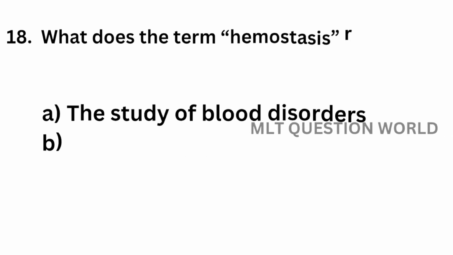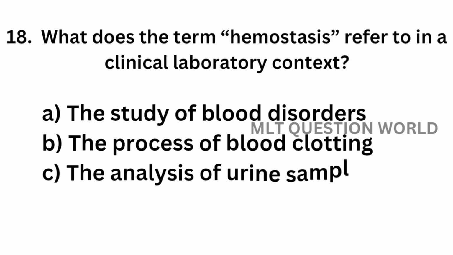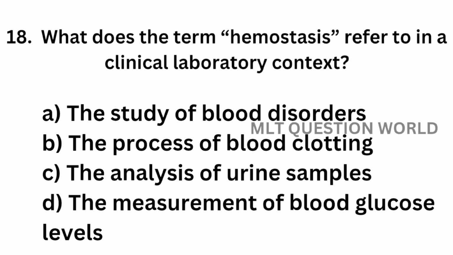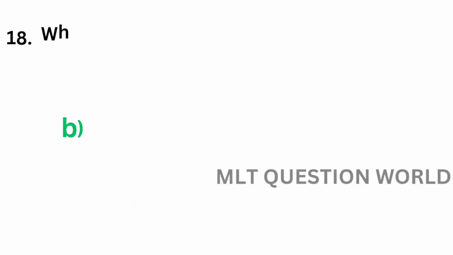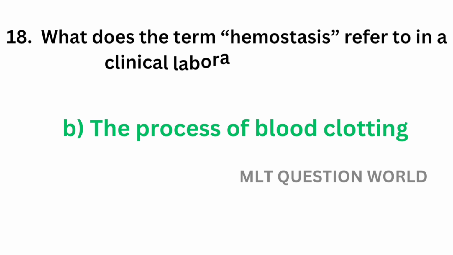Question number 18. What does the term hemostasis refer to in a clinical laboratory? Option A, study of blood disorders. Option B, the process of blood clotting. Option C, the analysis of urine samples. Option D, the measurement of blood glucose levels. The correct answer is option B, the process of blood clotting. Hemostasis refers to the process of blood clotting.